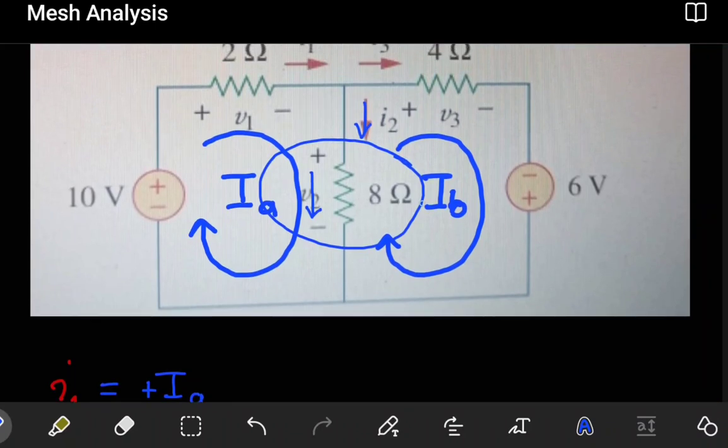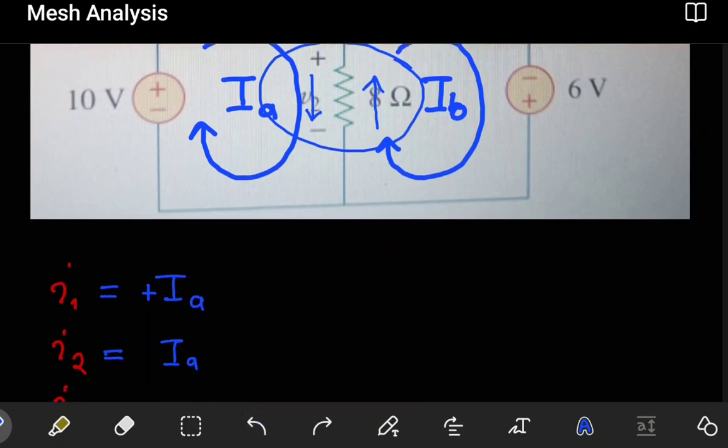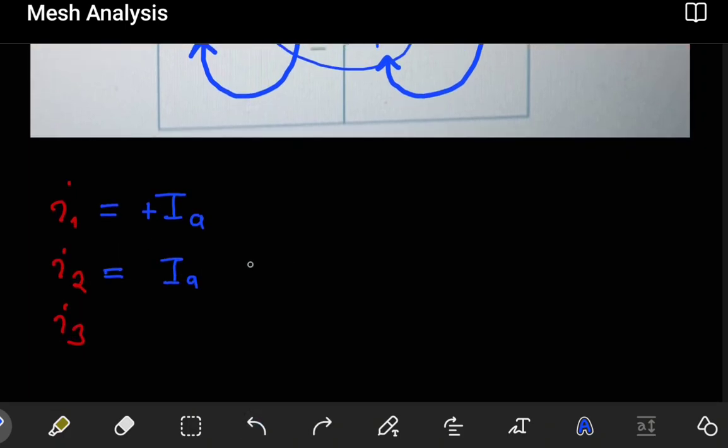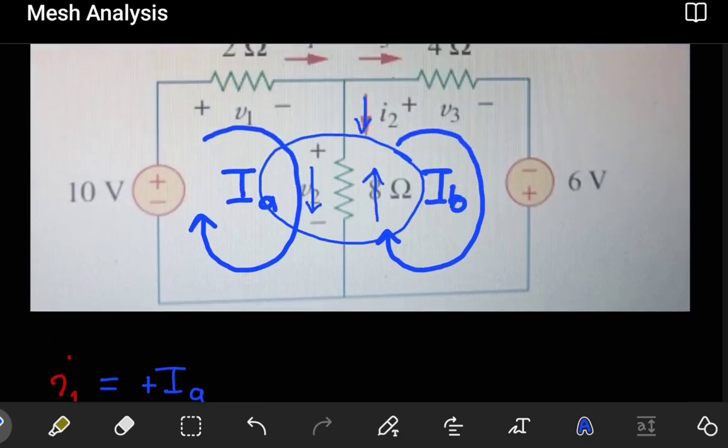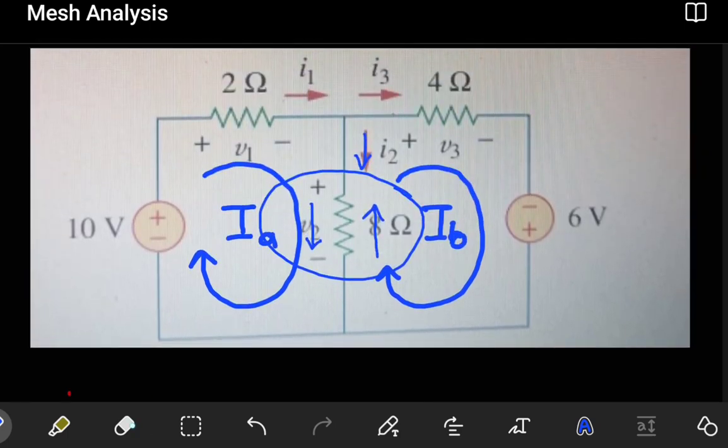I mentioned earlier that IB will also influence what is happening in this branch. But for IB, notice that when passing through this 8 ohm resistor, IB will be going upwards, which is in the opposite direction to my I2. In other words, I2 will be affected by IB as well, but this time in the opposite direction. So I have IA minus IB. So that sorts out I1 and I2.